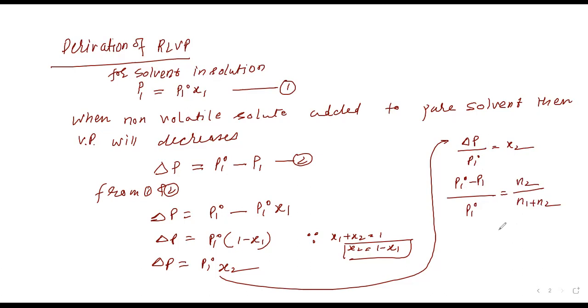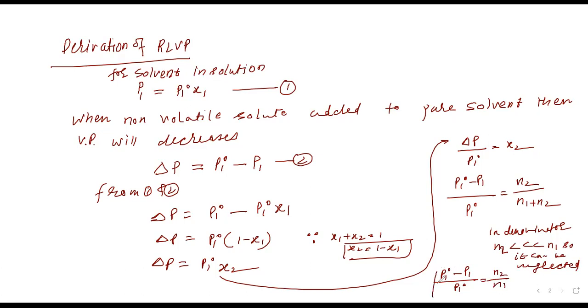Now in the denominator, what will be there? In the denominator, N2 is very less than N1, so it can be neglected. It can be neglected, yes or no? Yes. So we can write P1 naught minus P1 upon P1 naught is equal to N2 upon N1. Is it okay?